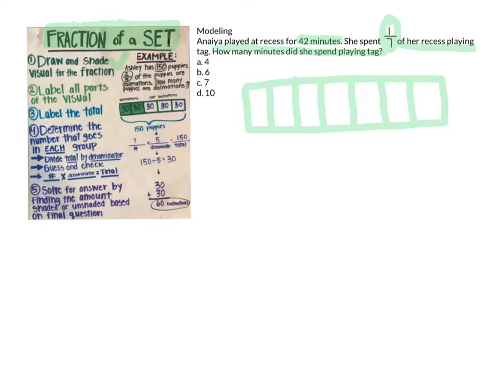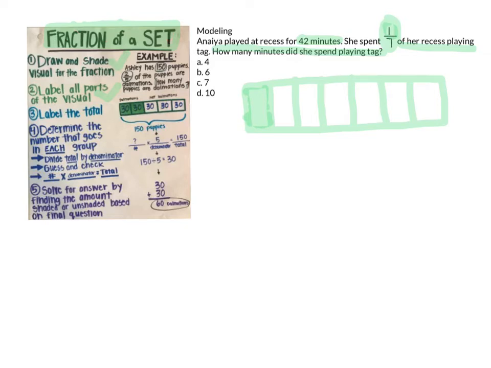The next thing I need to do is shade in. To figure out how many pieces I need to shade in, I look at my numerator. My numerator here is 1, so we're only going to shade in 1 piece. So now I have 1/7 drawn and shaded. All right, back to our anchor chart. My second step is to label all parts of the visual.